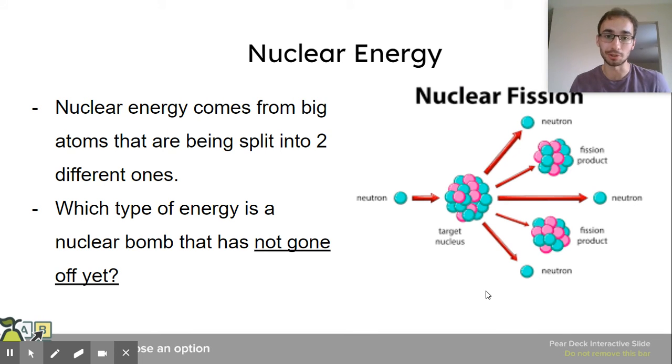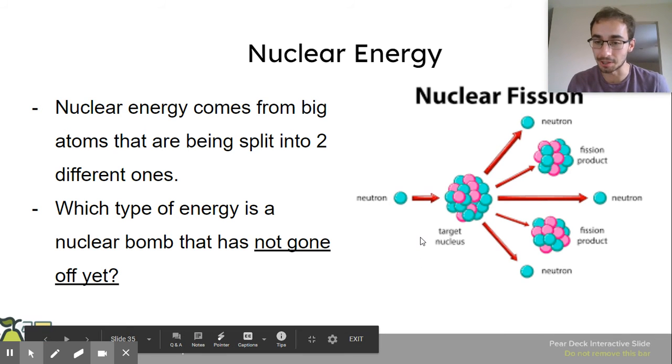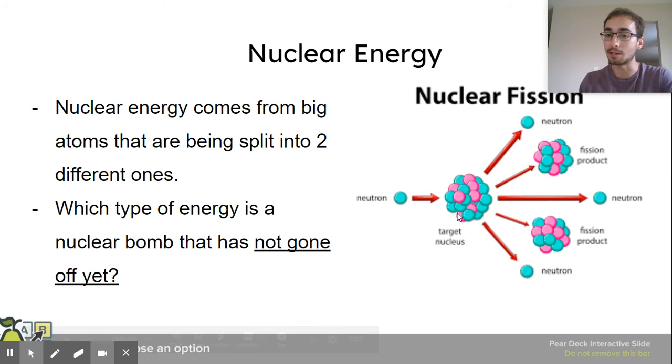Nuclear is very tricky too. Most of the nuclear power plants use something called nuclear fission. Fission means it's splitting up, so it's going to take a uranium atom and try and split it into two smaller atoms. And when you're splitting those atoms, you're going to release a lot of energy. That's how nuclear energy works.